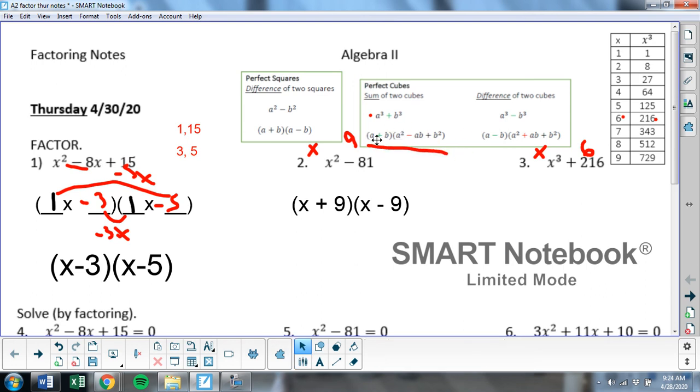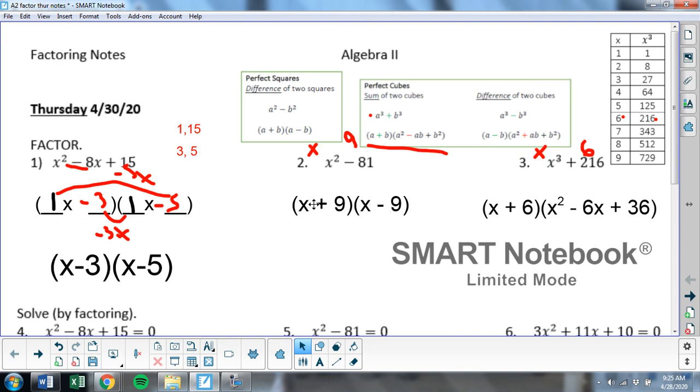First of all, you keep the same sign. So it says plus, so we're going to add them. So it's going to be x plus 6. Then I do my a term squared, so x squared. Opposite sign. So it was plus, so now minus. Multiply a and b together. Multiply x and 6 together. Finally, add b squared. Add 6 squared, which is 36. And those are my two factors.